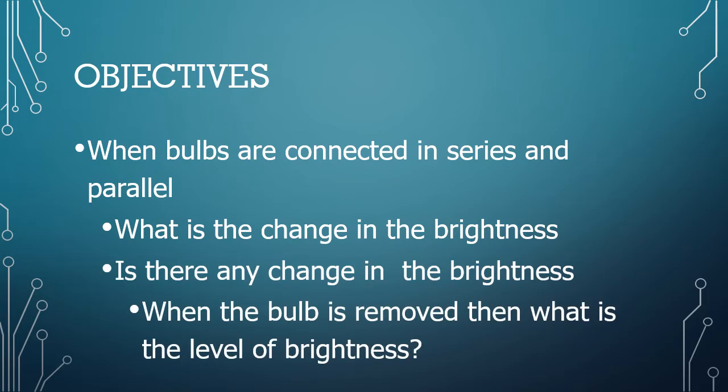So, is there any change in the brightness when a bulb is removed? What is the level of brightness when it is in series? When a bulb is removed, what is the level of brightness, or does the bulb glow in parallel? These things you will learn in this session. Understand? Let us continue.